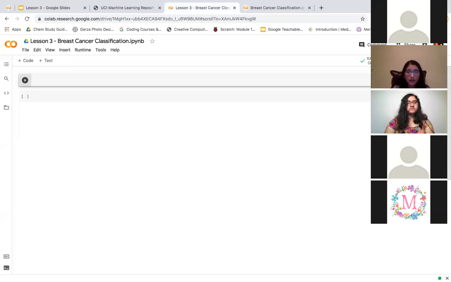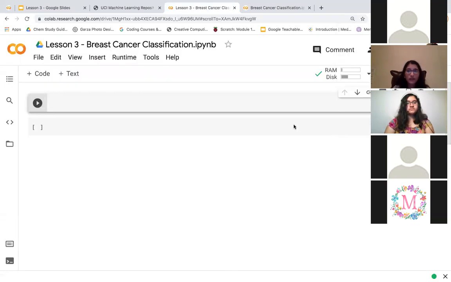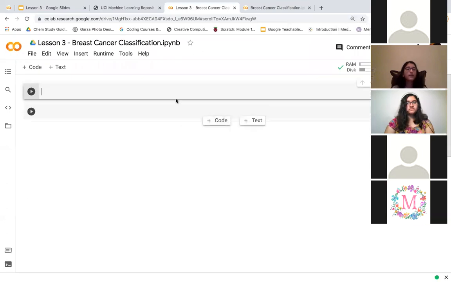I will zoom in a little bit so it's not tough for you to see. All right, so that should be much more noticeable. The first thing we have to do, however, is make sure that the CSV file that we have is connected to this Google Colab.